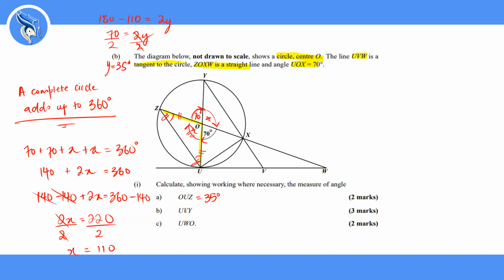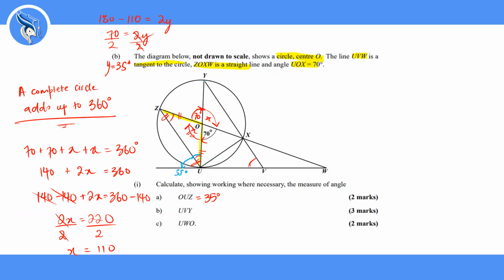Now, UVY is what we're looking at now. UVY right here. Now, things that you can figure out from this. I need to change the color so you don't really get confused. Found out that right here is 35 degrees, and we're going to need this.